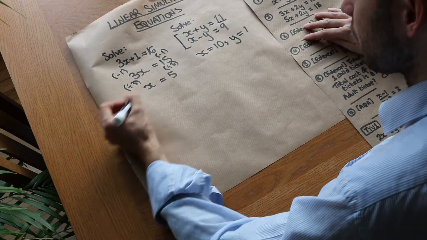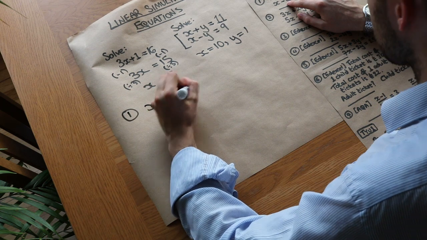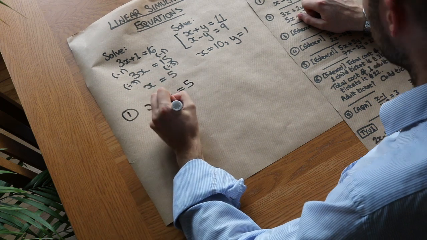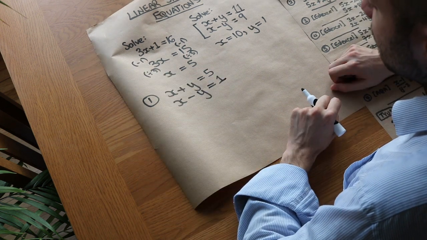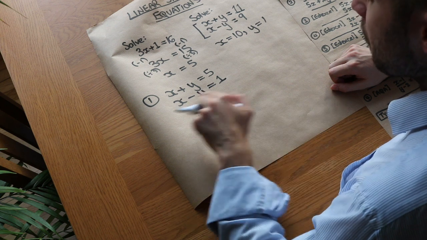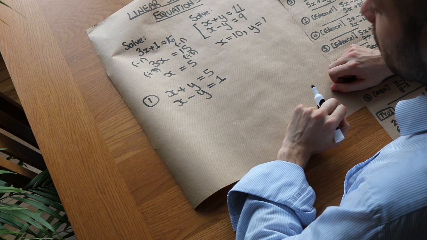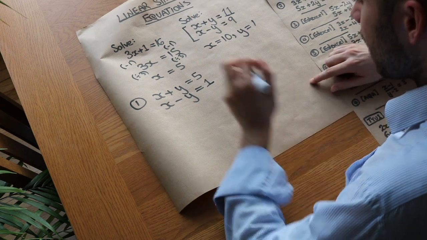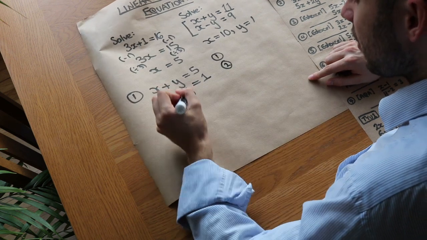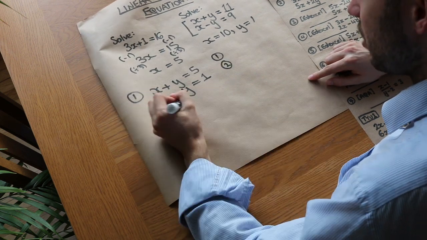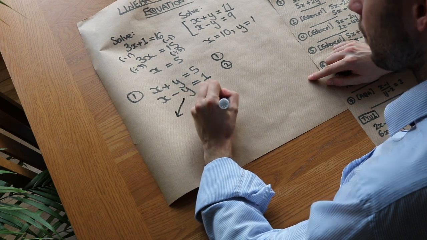So let's work on these questions here. x plus y is equal to 5, and we've got x minus y is equal to 1. Now the strategy for solving linear simultaneous equations is to try and make either the x's cancel or make the y's cancel by adding or subtracting the equations. Now if we call this equation 1 and this equation 2, let's see what happens if we were to add the two equations. So let's first try and add the two equations, so 1 plus 2.